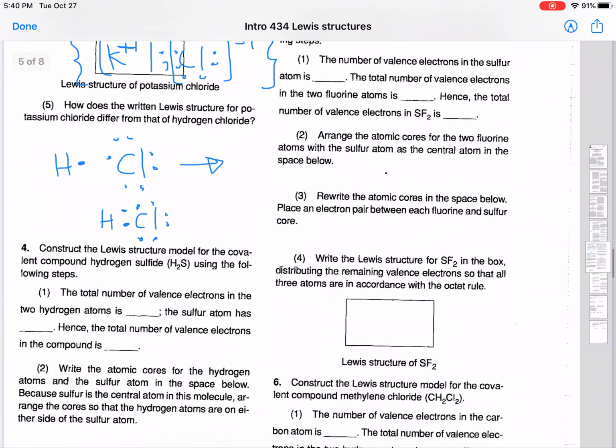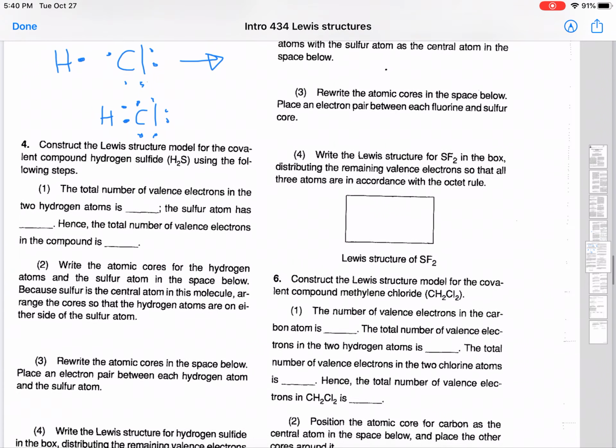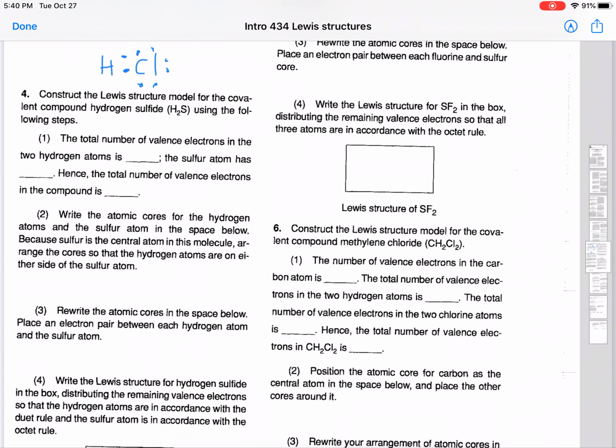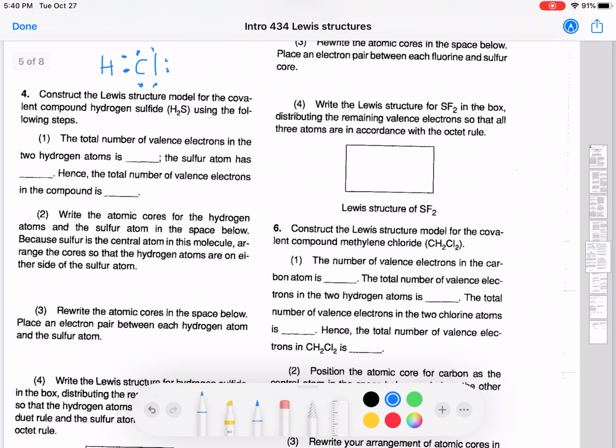And then the next one, construct the Lewis structure model for the covalent compound hydrogen sulfide using the following steps. Okay, the total number of valence electrons in the 2 hydrogen atoms. So each hydrogen will be in group 1, which is the first atom in the periodic table. It has 1 electron. If it is 2 hydrogen atoms, it has 2 valence electrons.